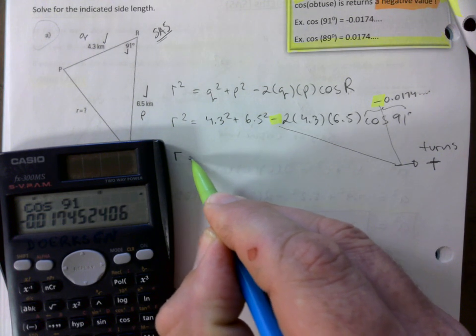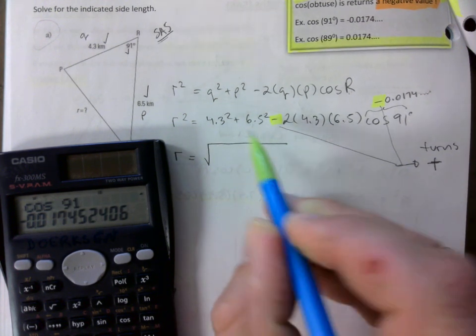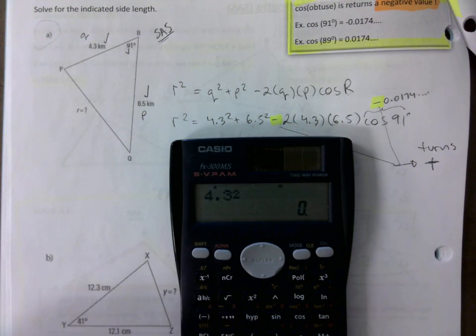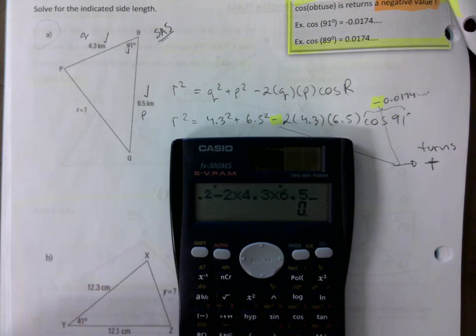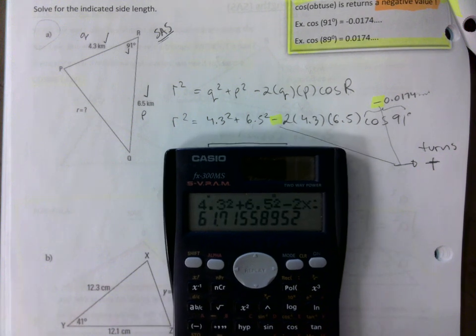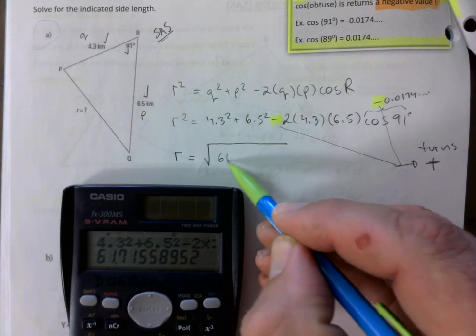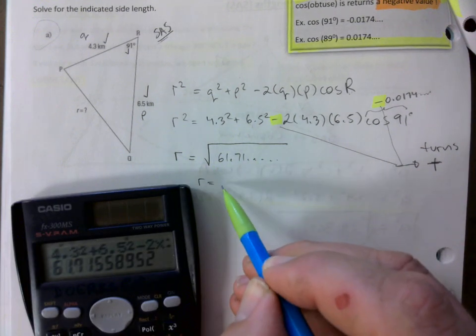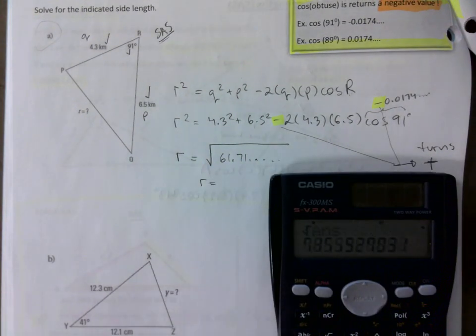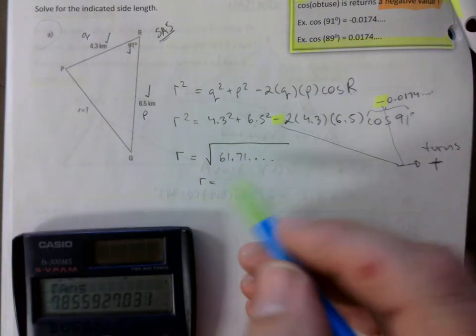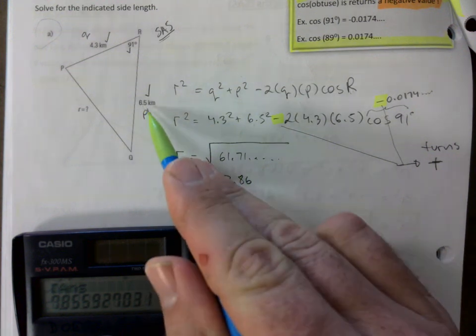So R is going to be found by taking the square root of all of this. So I entered all in one shot, 4.3 squared plus 6.5 squared minus 2 times 4.3 times 6.5 times cosine of 91. I get 61.71, and it keeps going. Don't round, okay? If you want full marks, you do not want to round until the very end. So it's 7.86 rounded, okay? That's your final answer. We are in kilometers.